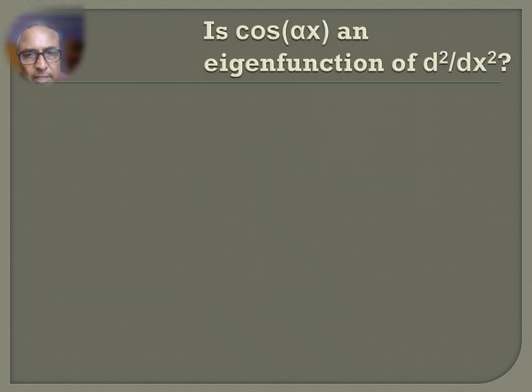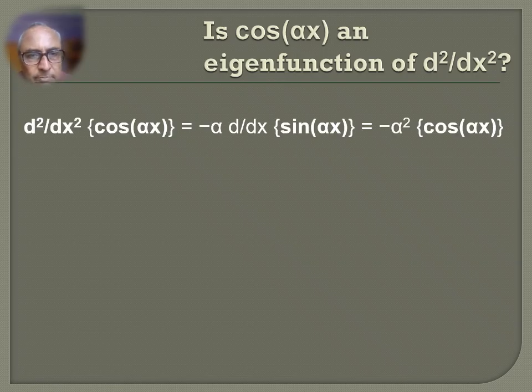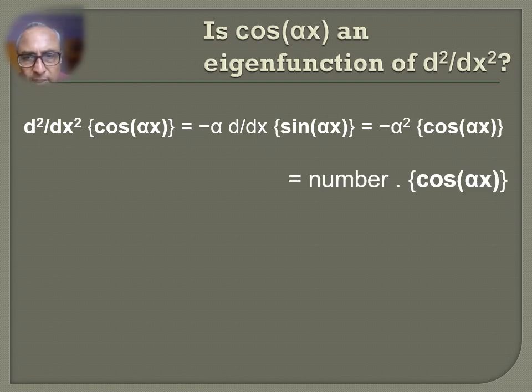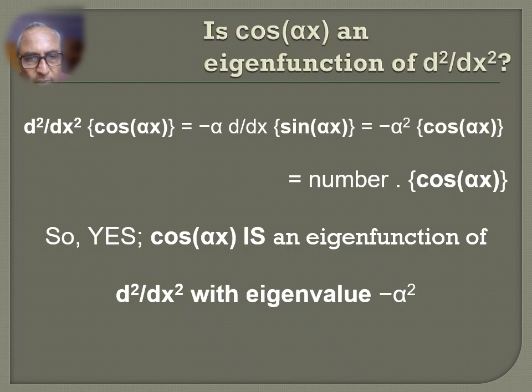Is cos alpha x an eigenfunction of d squared by dx squared? Well, d squared by dx squared operating on cos alpha x is equal to minus alpha times d by dx of sine alpha x, which is equal to minus alpha squared times cos alpha x, which is a number, minus alpha squared, times cos alpha x. So yes, cos alpha x is an eigenfunction of d squared by dx squared with eigenvalue minus alpha squared.